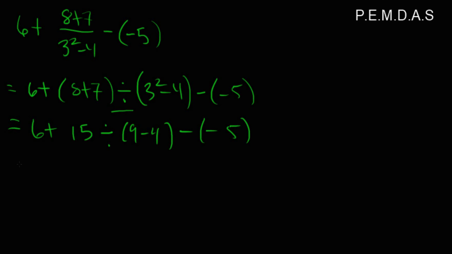Minus a negative 5. So that equals 6 plus 15. I'm going to bring that back. Divided by 9 minus 4, 5. Minus a negative 5. Minus minus is plus. Anytime you have an even number of negative signs, the sign becomes positive. So that becomes 6 plus 15 divided by 5, 3, plus 5. 6 plus 3, 9, plus 5, 14. Let's look at another example.